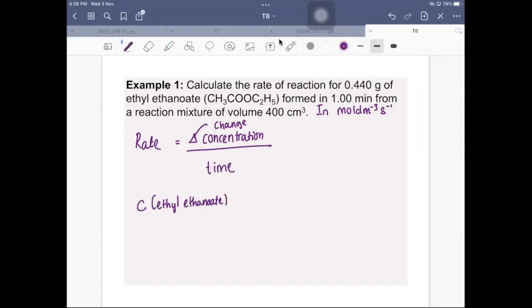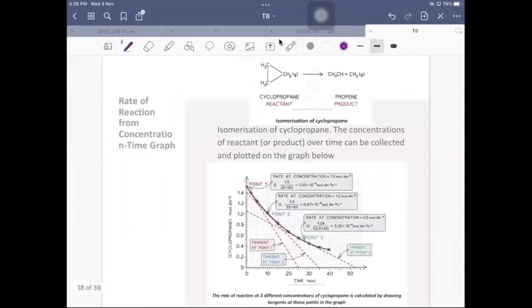Once you have found the correct concentration, remember it has to be in mole per dm cube. You've got mass here, so you need to change that to mole, over time in seconds. Please work that out, and then you can check your numerical answer in the forms later on. It's a really simple exercise.